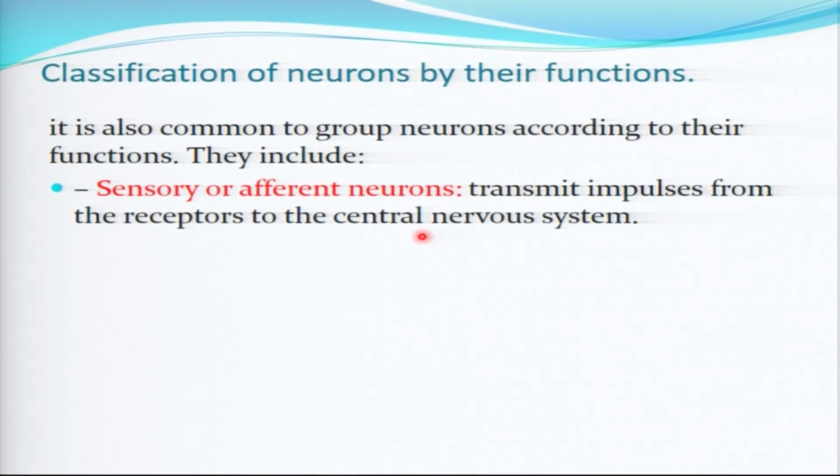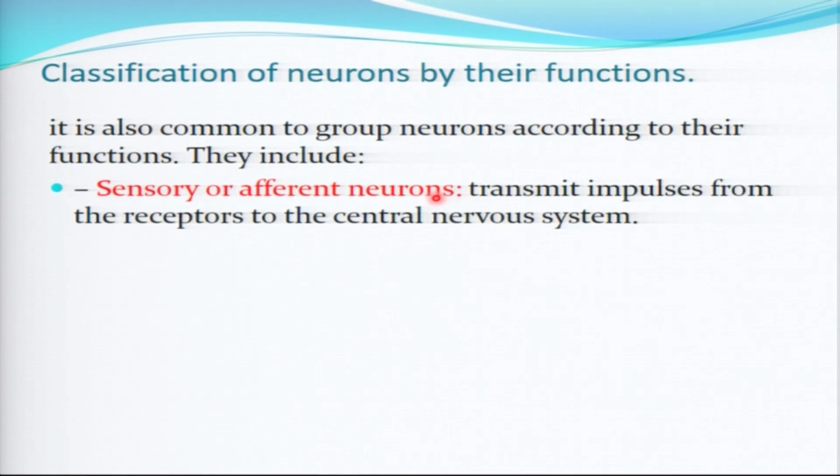Now, we can classify neurons according to their function. According to their function, neurons are divided into three types. So as you see on the screen, we have sensory neuron. Sensory neuron is also called afferent neurons. Those sensory neurons do carry information from the receptors to the central nervous system. That's why they are called sensory. They do carry information from sensory cells or sensory receptors to the central nervous system.